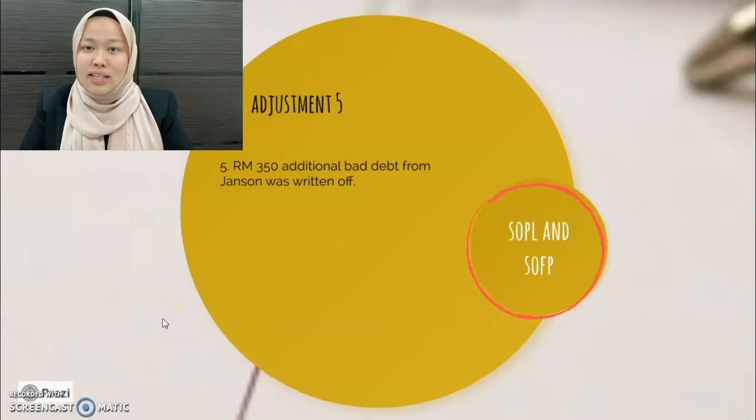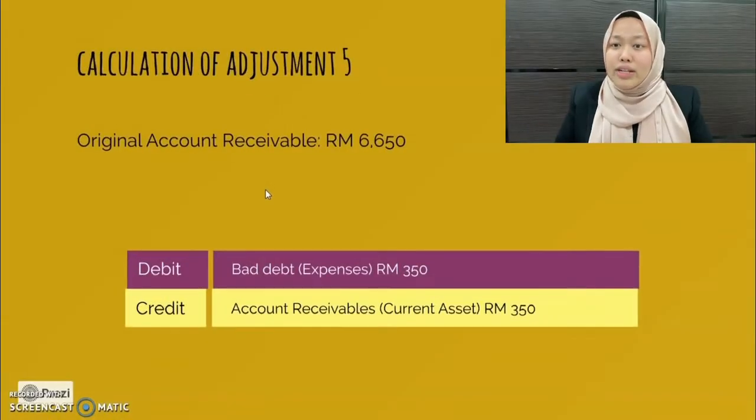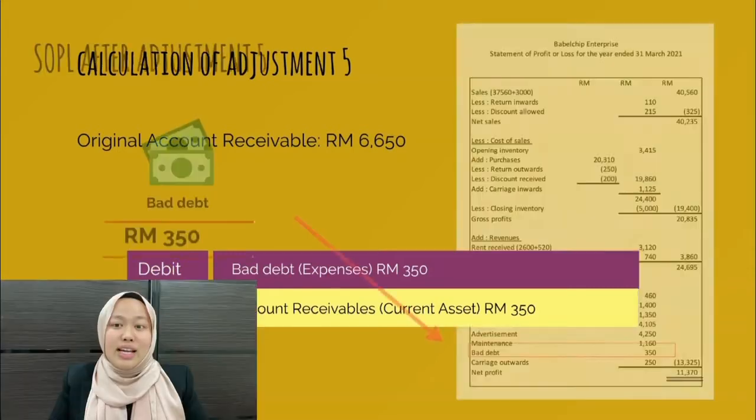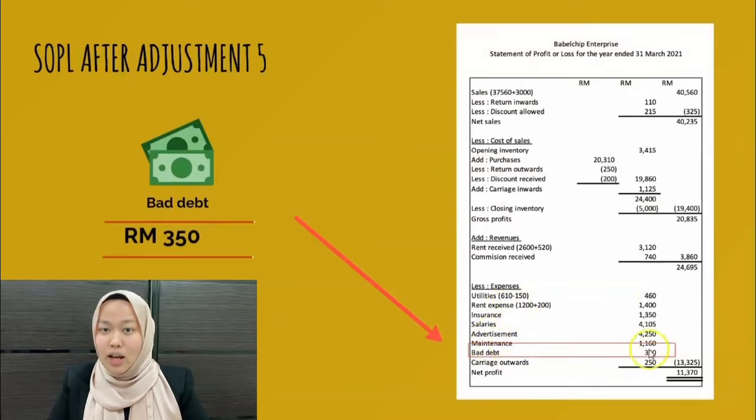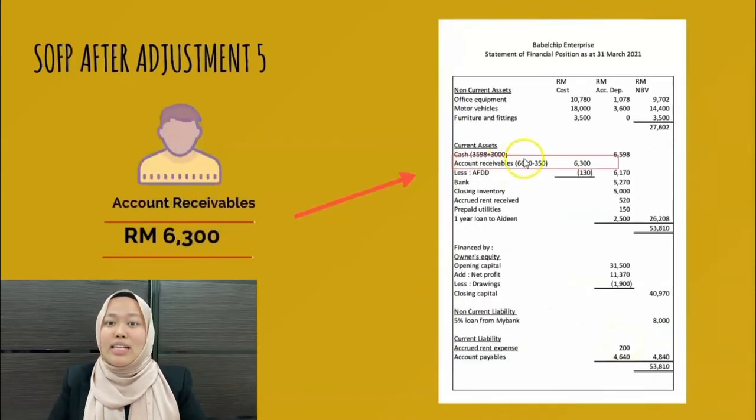The next adjustment is an additional bad debt amounting to 350 ringgit from Jensen that was written off, meaning that this will increase the company's expenses and reduce the account receivable as the debt will never be able to be collected anymore. Thus, these are the effects of the transaction on bad debt for debit and credit as required in the adjustment. There is an increase in expenses on SOPL because of the bad debt of 350 ringgit, while in SOFP, there is a deduction of 350 ringgit on account receivable in current asset from 6,650 ringgit to 6,300 ringgit.